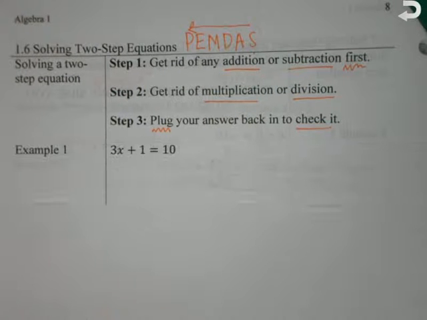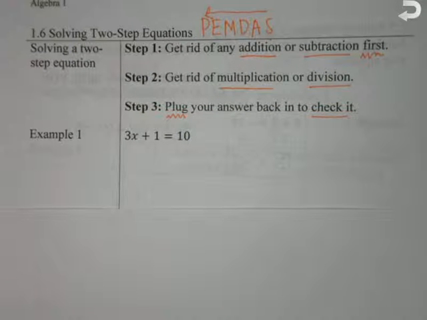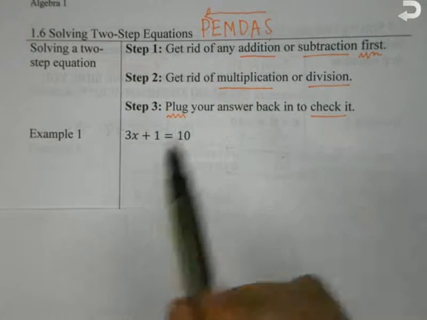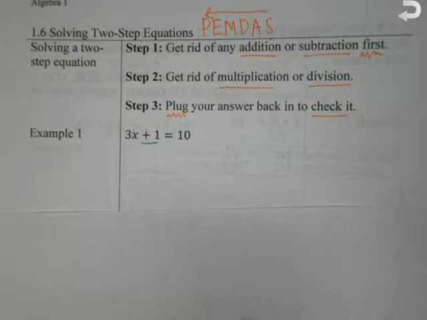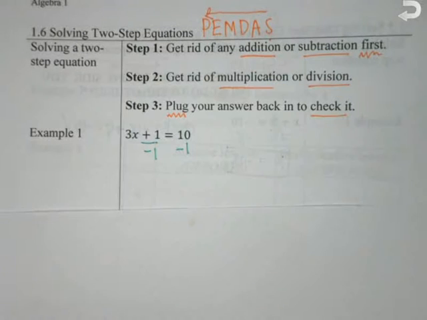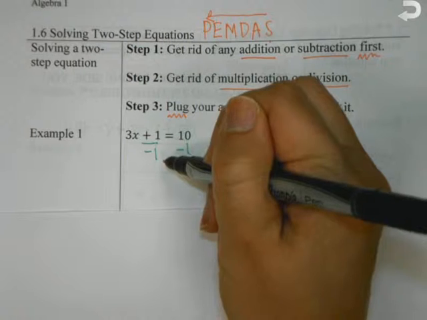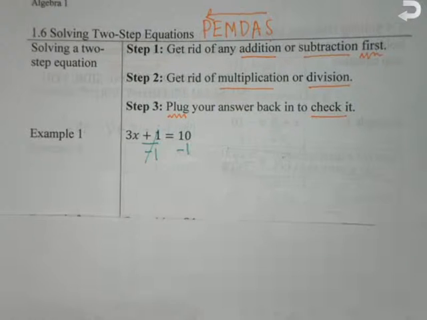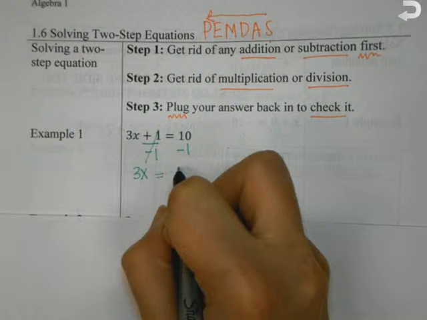So let's look at example 1. 3x plus 1 equals 10. Okay, so following our steps, first we want to get rid of any addition or subtraction first. I see an addition right here, plus 1. So that's what I have to get rid of first. So I'm going to subtract 1 from both sides. Okay, remember we have to do the opposite. Because what's 1 minus 1? 0. And whatever I do to one side, I have to do to the other side. So this is going to give me 3x equals 9.